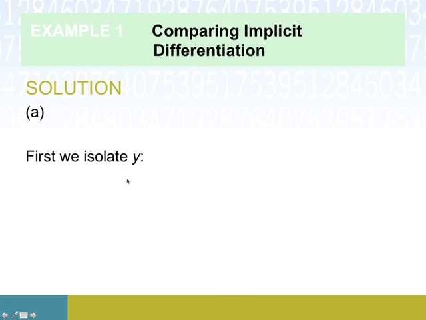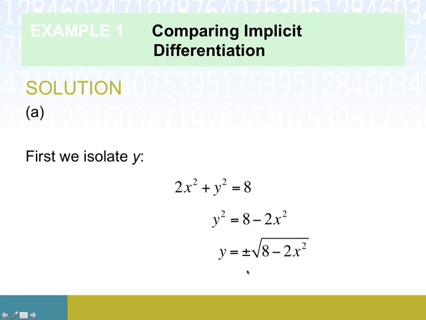Okay, so strategy one, we're going to get y by itself first. So here's our equation for the ellipse. We're going to subtract 2x squared to the other side, and then square root. And as usual, whenever we introduce a new square root to our equation, we're going to get two possibilities, either the positive or the negative version of this answer.